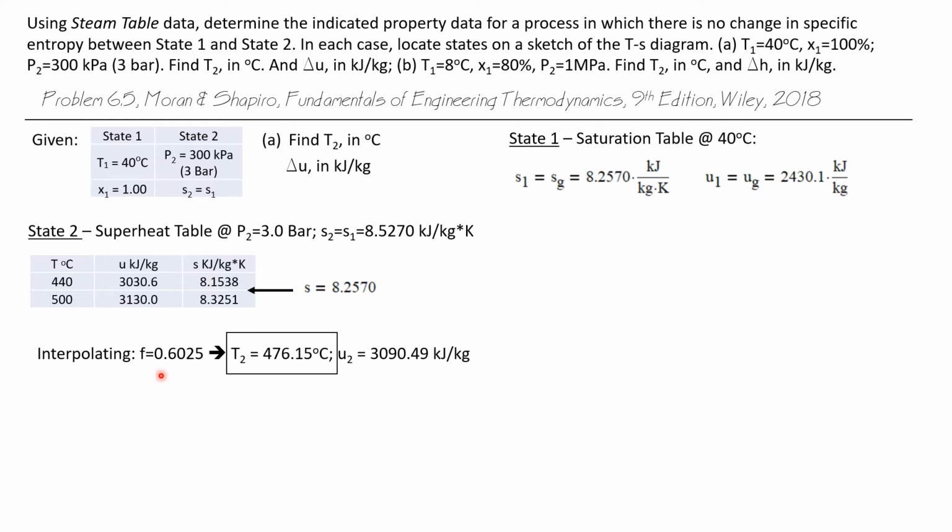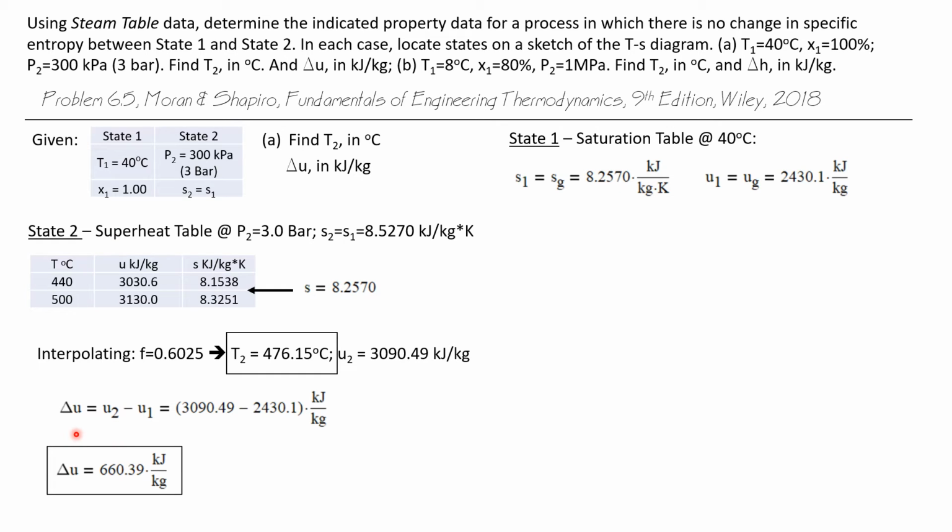But I always like to get an interpolation factor. That's a value between 0 and 1 that shows me how far I am between these rows. So if the factor was a half, our temperature and internal energy would be exactly halfway between the values in these two rows. But for this problem, using the knowledge of entropy, I can calculate the interpolation factor as 0.6025. And then I can interpolate final temperature for 76.15 degrees C. And I can also calculate the internal energy at state 2.